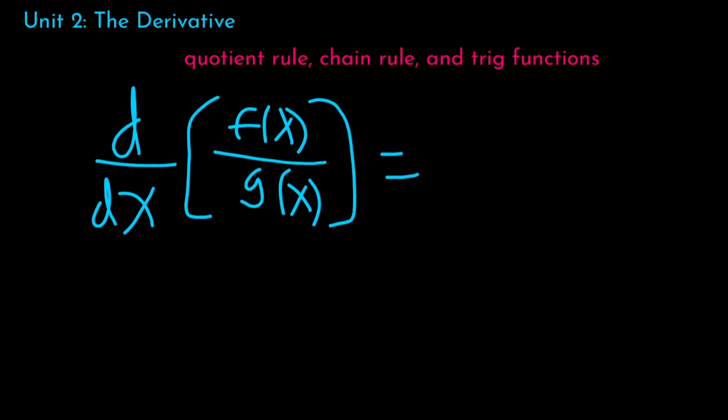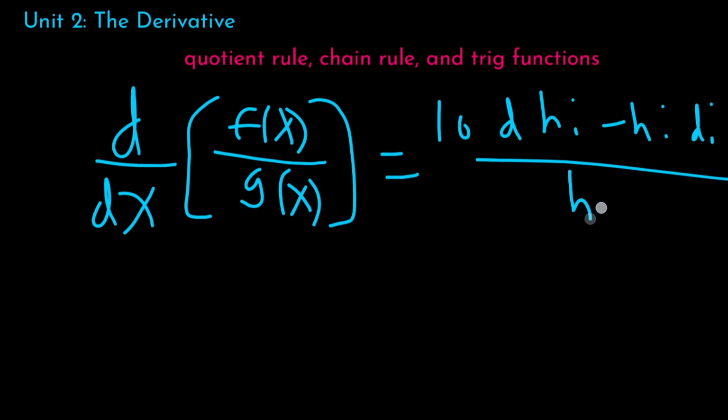Low d high minus high d low over low low. Now what does this even mean?